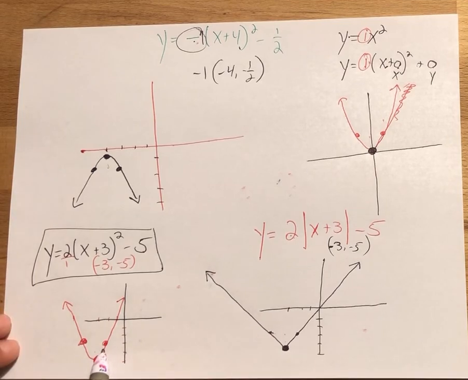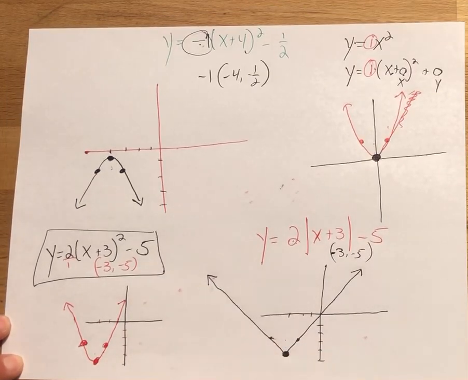This is called a quadratic because it's a U. Absolute values are V's. That's the difference between the two.